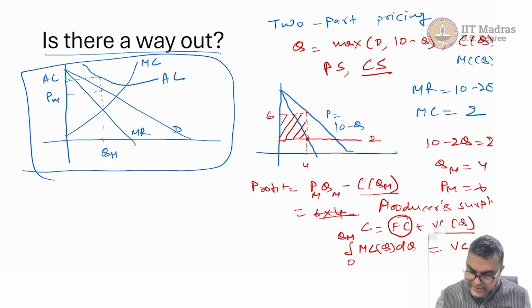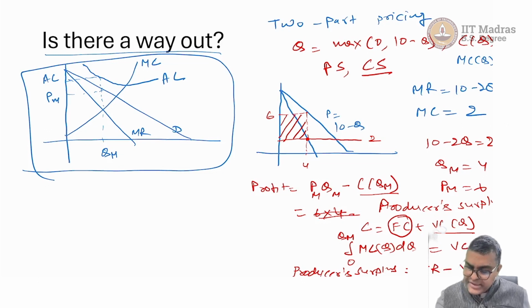So that is clearly what the producer surplus is, and not just for the monopolist case, but for all cases producer surplus is equal to total revenue minus variable cost.